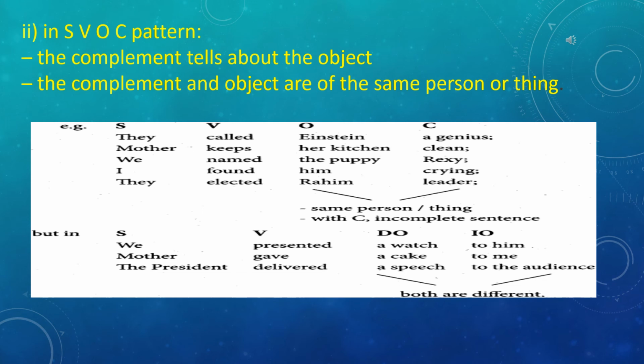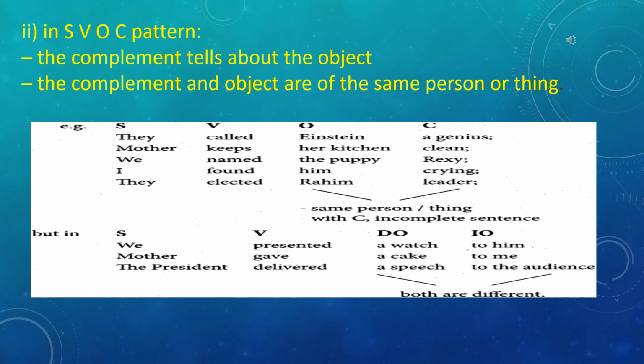Now let's see the example of SVOC. In SVOC, the complement tells us about the object. The complement and object are of the same person or thing. Now SVOC example: they called Einstein a genius. Here they is subject, called is verb, Einstein is the object, and a genius is the complement word. It actually denotes the same person or thing here. Without the C, the sentence is incomplete.